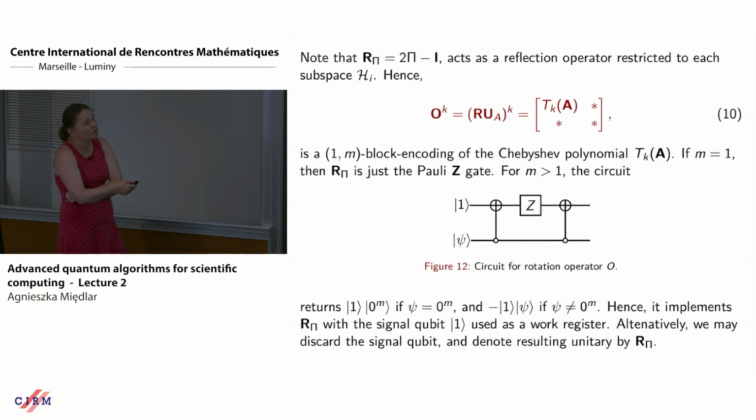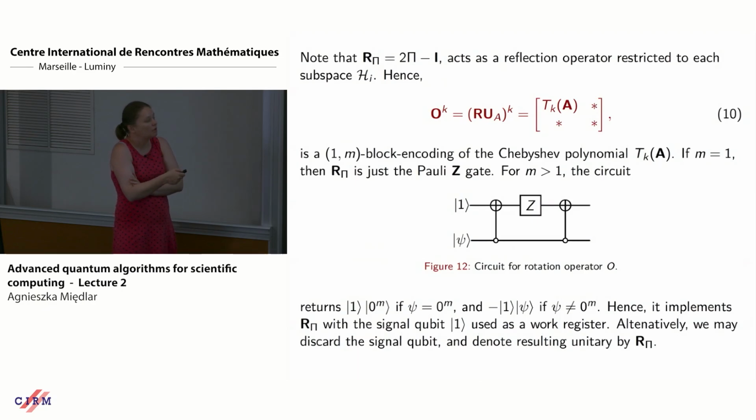If m is equal to 1, where m is the number of ancilla qubits, then this R pi is just a Pauli Z matrix. So this is how you can build this operation for the trivial case m equal to 1. So you can implement this transformation using a signal qubit.